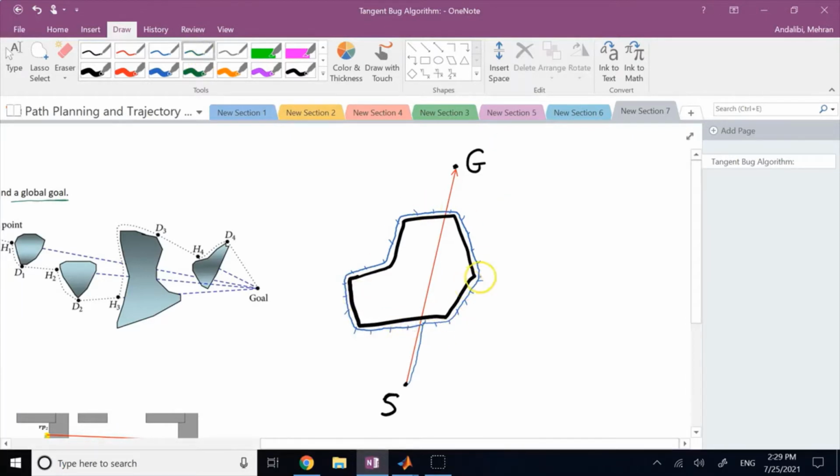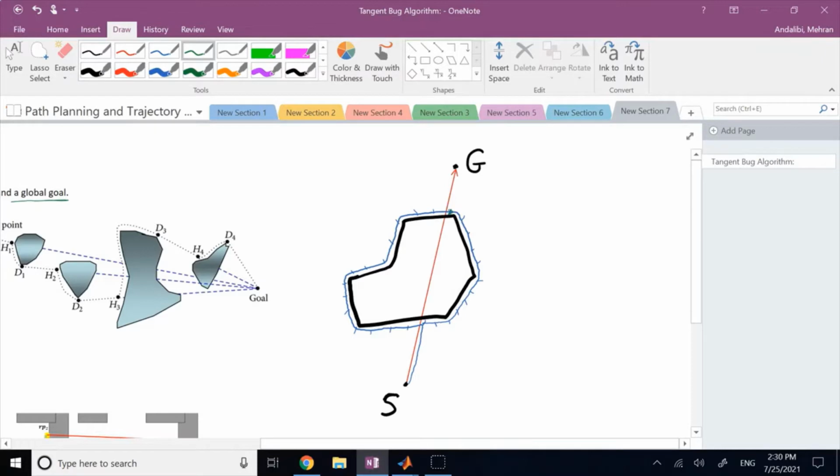It measures the distance from that point to the goal. So it measures this distance, right? This one, this one, this one, this one, and so on and so forth. It measures all of these distances, keeps them in memory, and then searches these distance values for the minimum one. And it finds that, well, out of all these distances, when I was right here, that was where I was the closest to the goal.